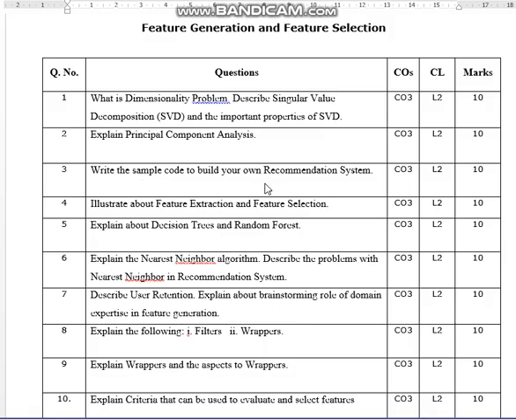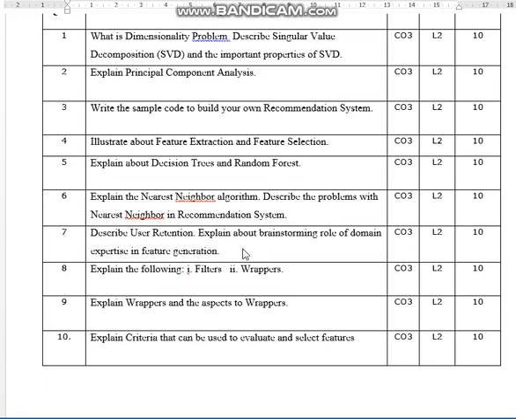Write the sample code to build your own recommendation system. Illustrate about feature extraction and feature selection. Again, this is an important question. Explain about decision trees and random forest. Explain the nearest neighbor algorithm. Describe the problems with nearest neighbor in recommendation systems.